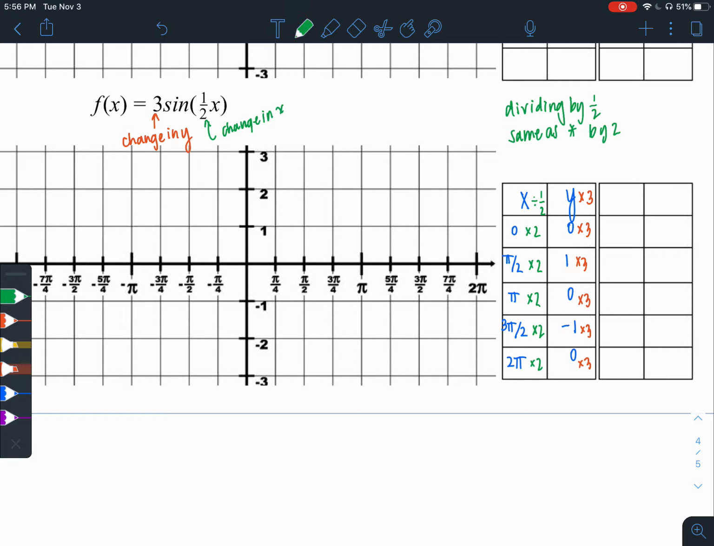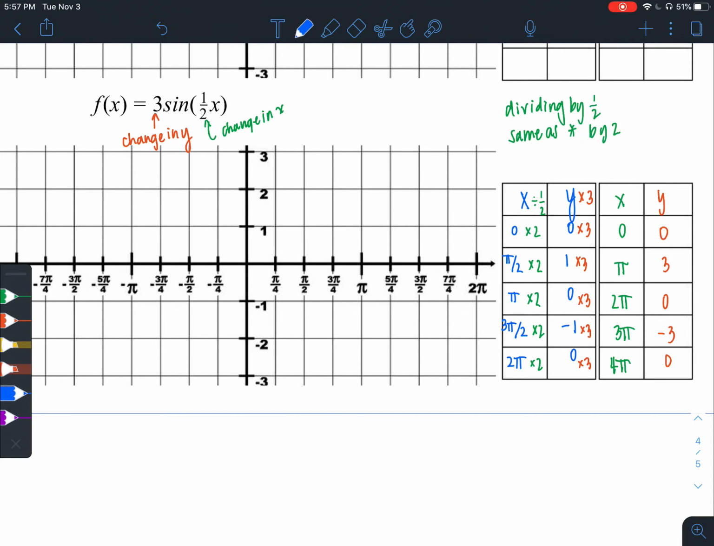So here for x we get 0, pi, 2 pi, 3 pi, 4 pi. So it's going half as fast, so it's going to take us longer to get through one whole period. And then for y, we get 0, 3, 0, negative 3, 0. So that's changing the height. Let's go ahead and plot these points.